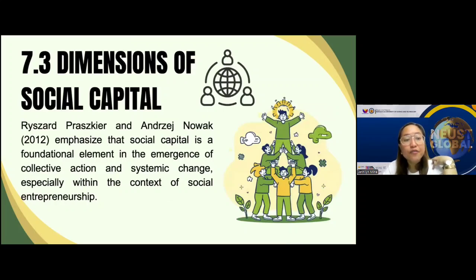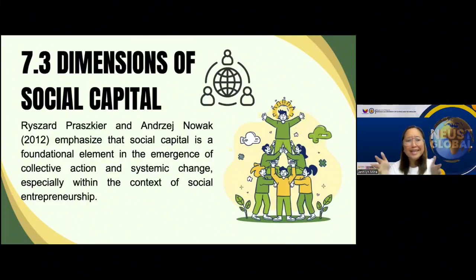So let's talk about dimensions of social capital. Social capital has different dimensions, or different parts that explain how people and communities build strong connections and work together. So according to Reza, Prasker, and Anzurj Nowak, these dimensions like trust, shared norms, reciprocity, and social networks are what make cooperation and social change possible, especially in social entrepreneurship.